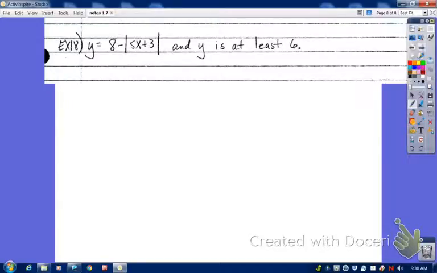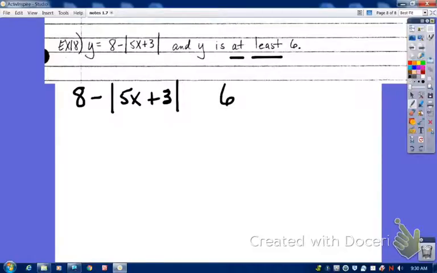So in our previous problems, they've told us that y is equal to 0 or y is equal to 10. So this time they're using at least, which means an inequality sign. Okay? And again, I like for my x's to be on the left-hand side. So I'm going to put the 8 minus the absolute value of 5x plus 3 on the left-hand side. And I know 6 is going to go over here on the right-hand side. I know I'm going to use less than or greater than. You just got to read the problem and figure out which one.